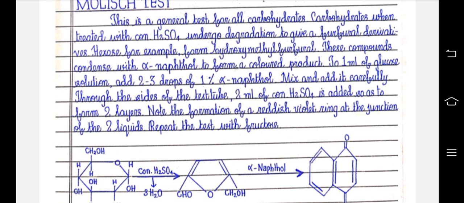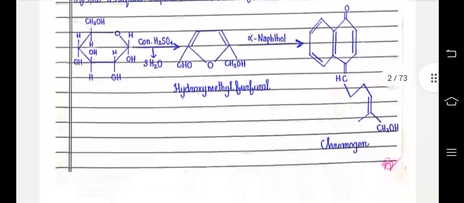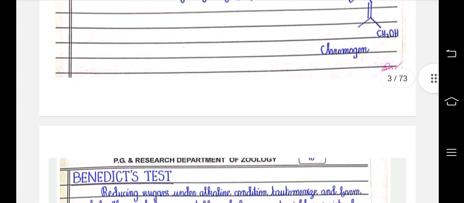To 1 ml of glucose solution, add 2 to 3 drops of 1% alpha naphthol. Mix and add carefully through the sides of the test tube 2 ml of concentrated H2SO4 so as to form 2 layers. Note the formation of a reddish violet ring at the junction of the 2 liquids. Repeat the test with fructose. Hydroxymethyl furfural chromogen is formed.